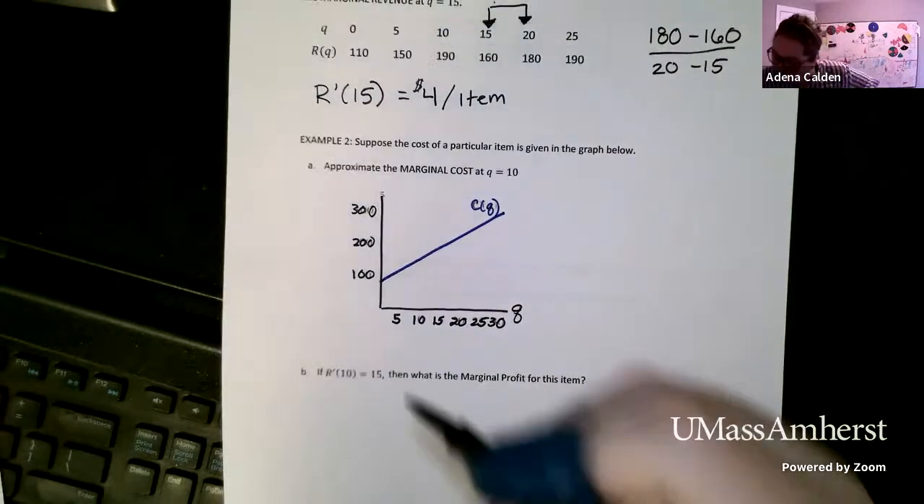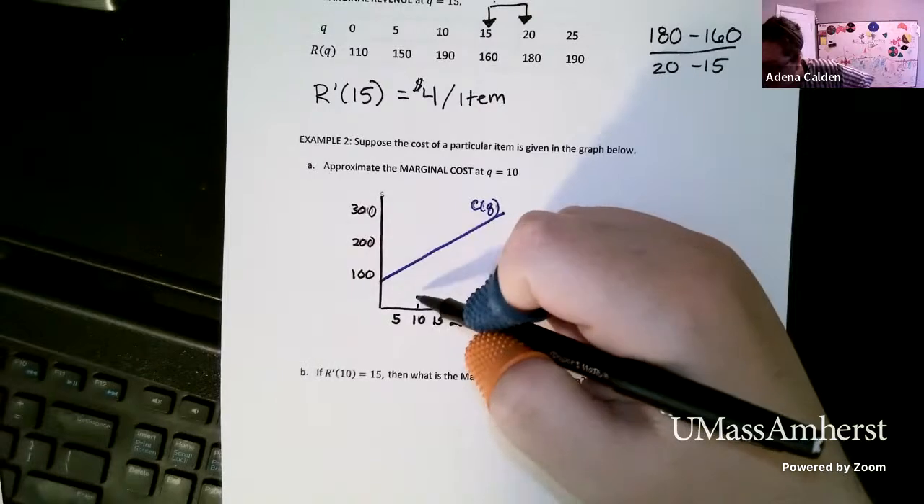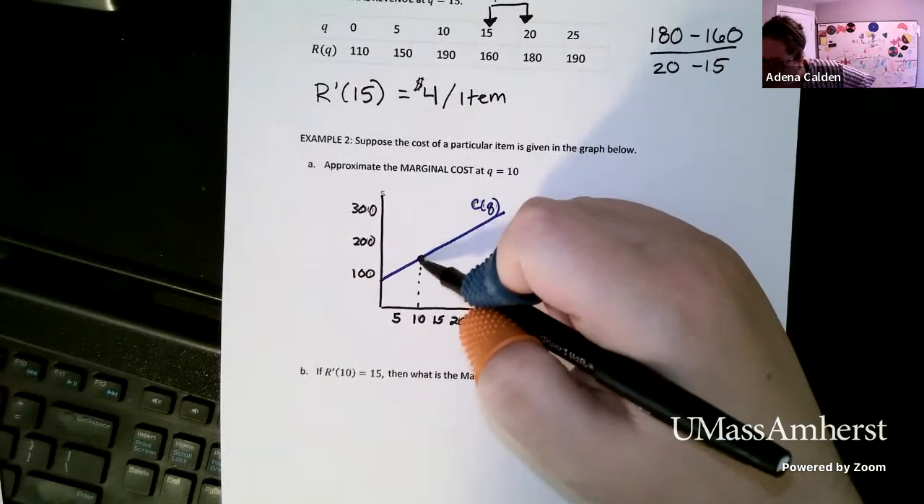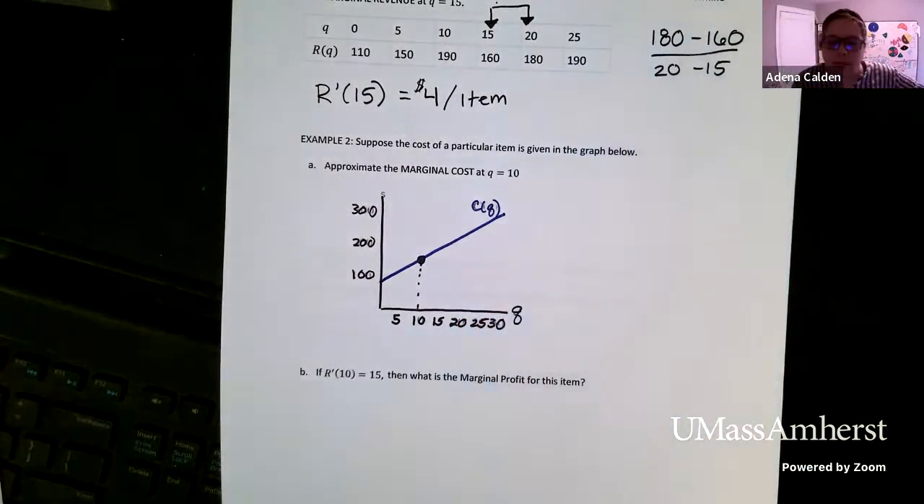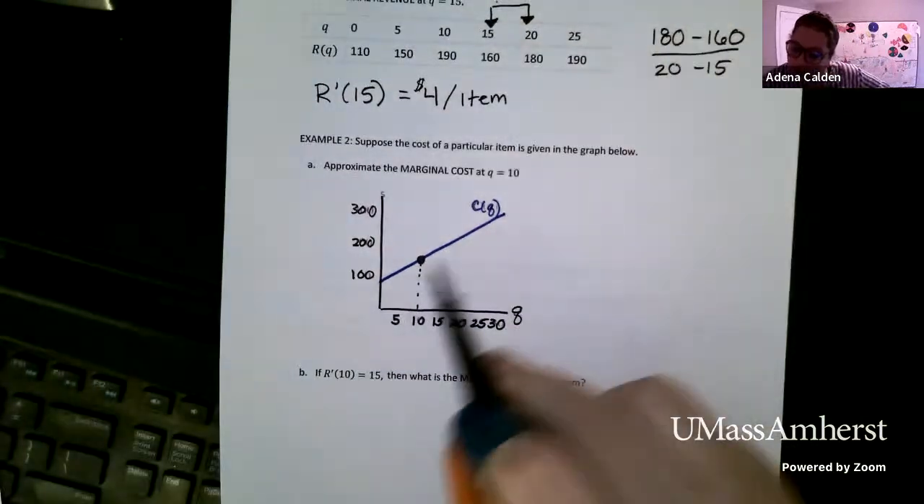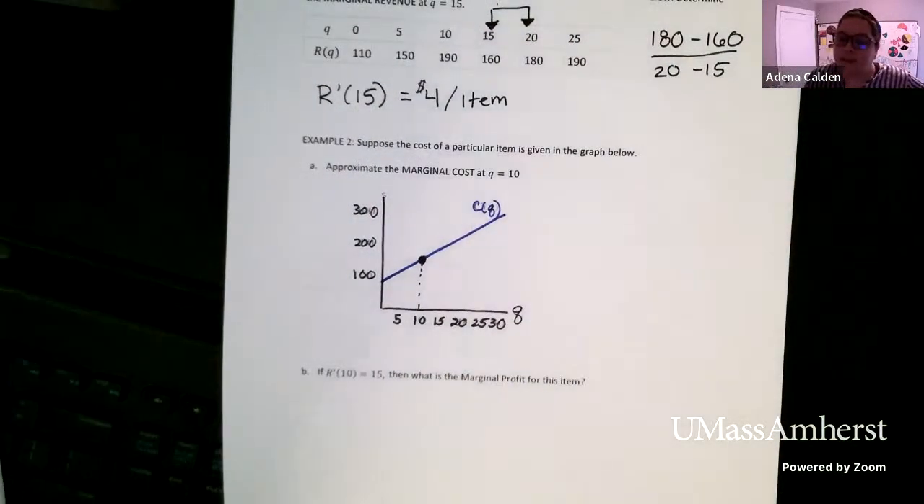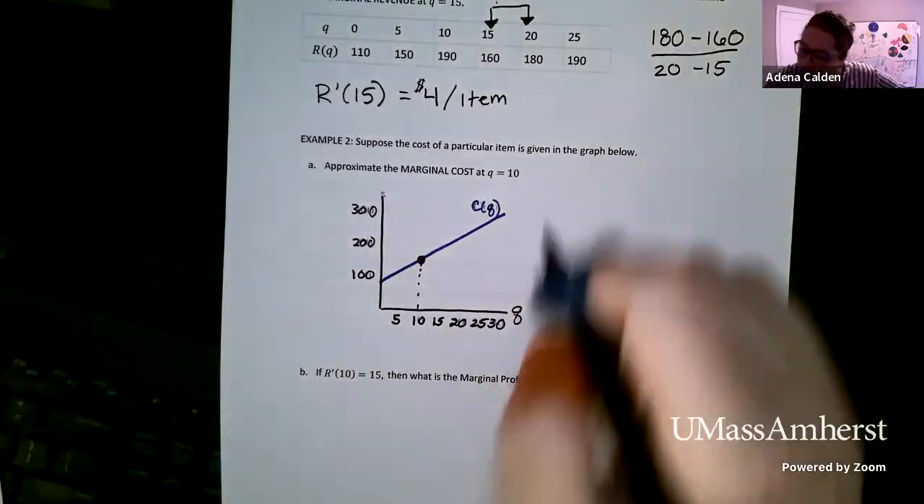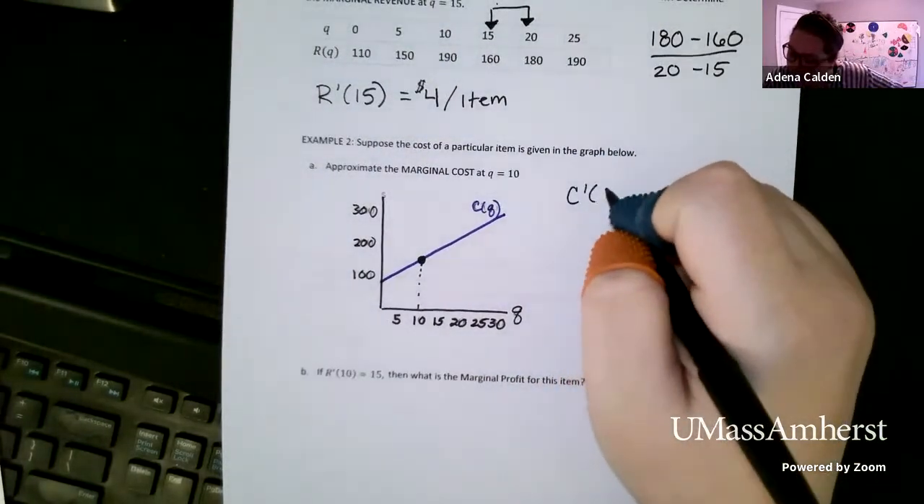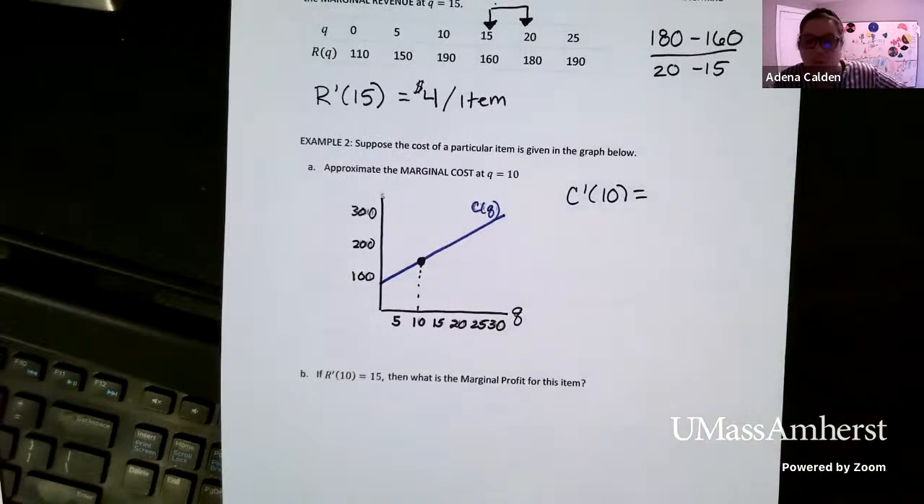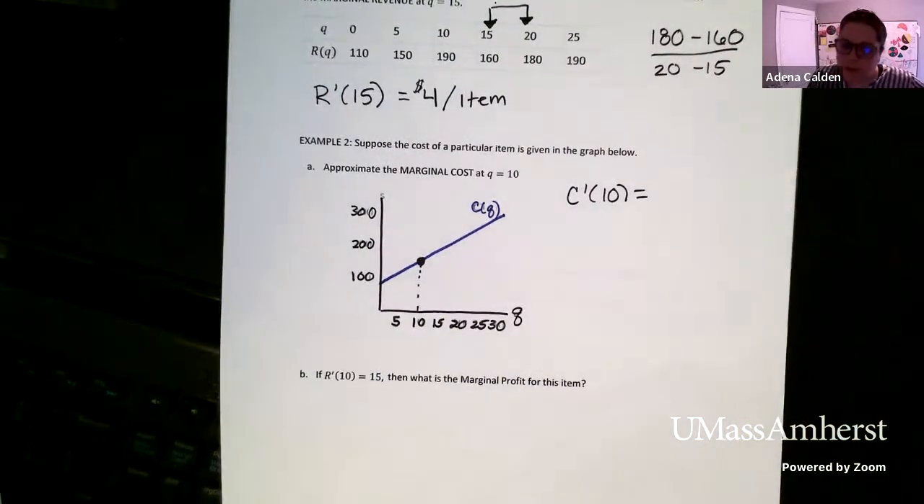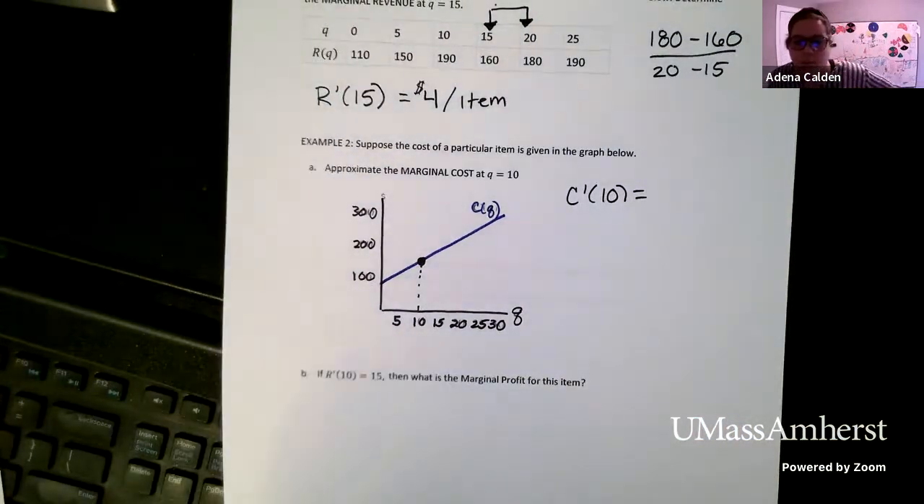Approximate the marginal cost at Q equals 10. So I can come up here and think about where this point is, but what I notice is that the cost function is linear. Since it's linear, then I know that the marginal cost, C prime of 10, is going to be the slope of the line. So I need to figure out a good way to determine the slope of the line.